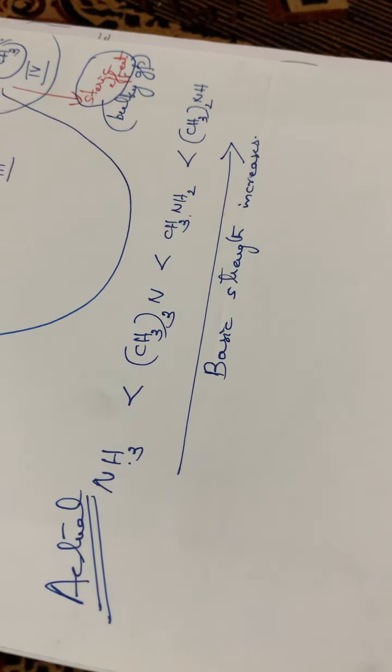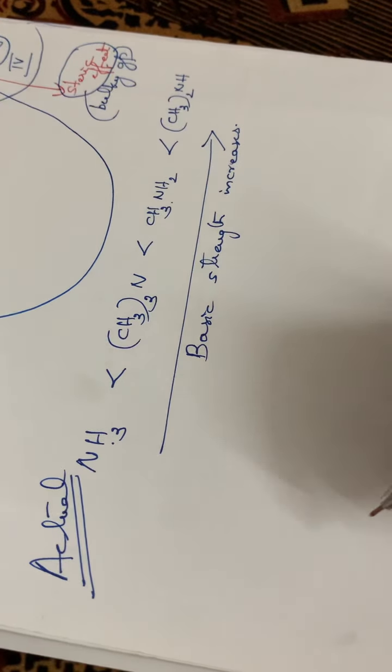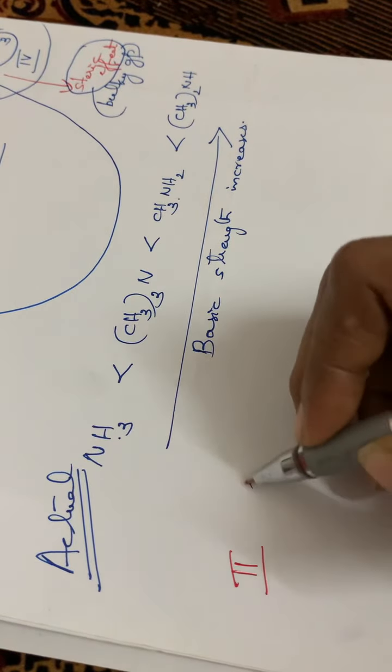Okay. So now we can move on to the next electron displacement effect, that is the electromeric effect.